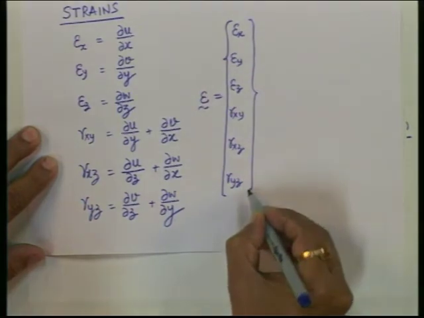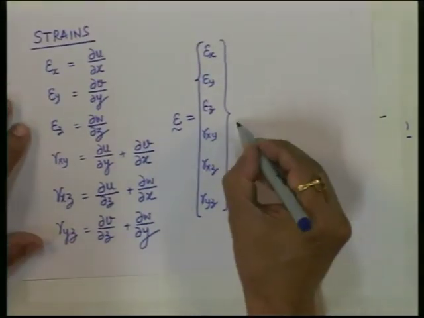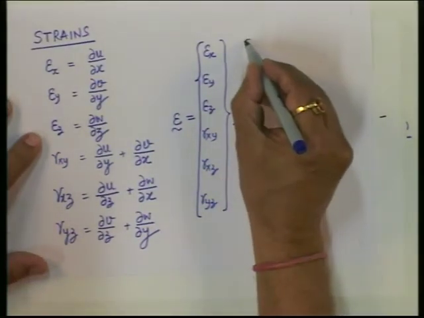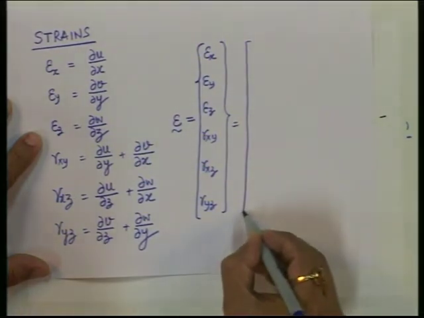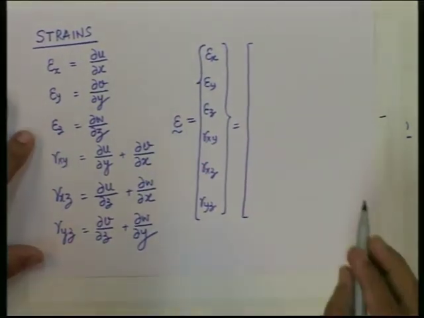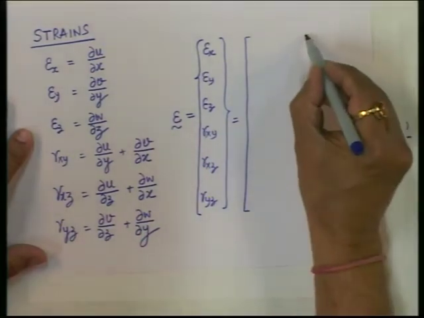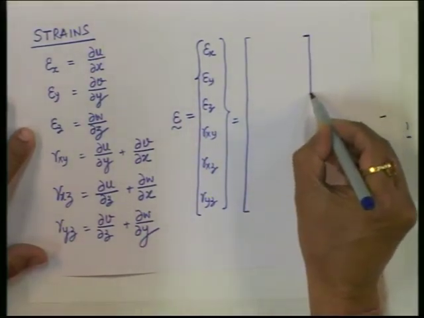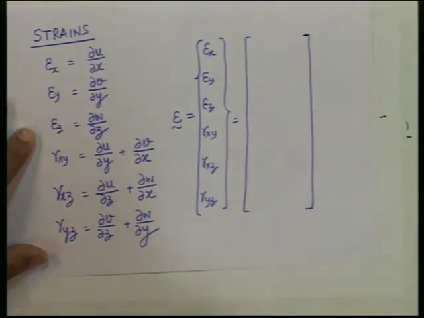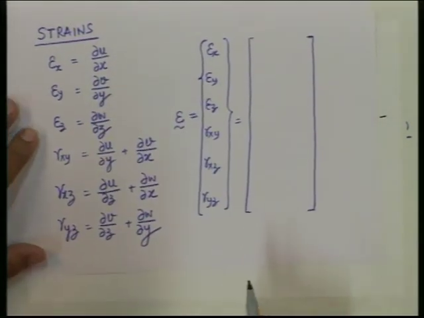And we can write this in matrix notation. Of course, it has to have 6 rows. So, 6 rows, and how many columns, please? On the right-hand side only u v w are there.